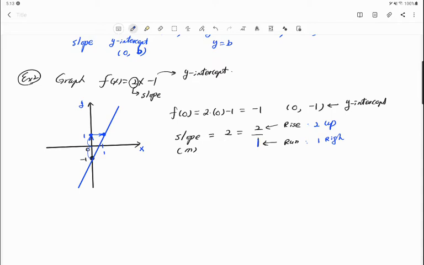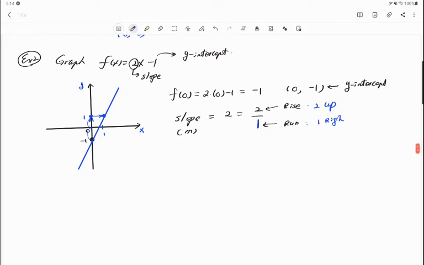So make sure to find one point. So from the point, move rise over run. Okay, then there's the second point. So from the second point and the first point, connect. That is the graph. Let's try another one.